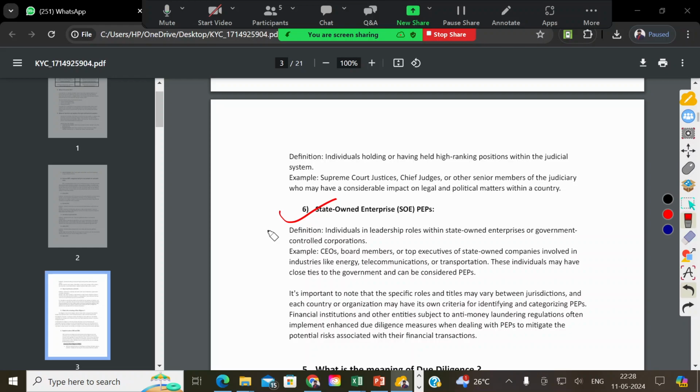So we follow thorough checks, and we examine each and every activity of their accounts, and it is mandatory for them as well to submit KYC or relevant documents to that particular bank, so that they can verify it from their side. But yes, if you're opening accounts of any, let's say, CEO of government banks or government companies, then you can treat them as state-owned enterprise PEPs. All right.